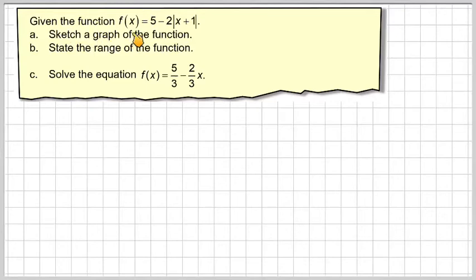Given the function f(x) = 5 - 2|x + 1|, sketch a graph of the function, state the range of the function, and then solve the equation f(x) = 5/3 - (2/3)x. Okay, notice the critical value of this will be -1, so it's whatever makes this equal to 0.